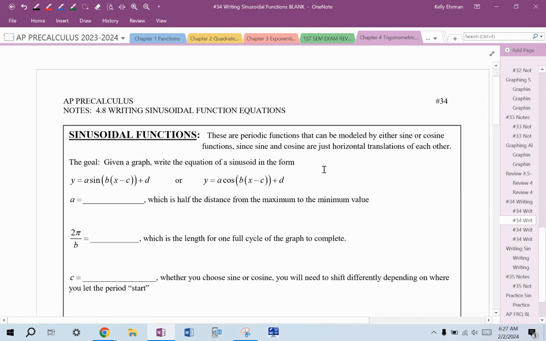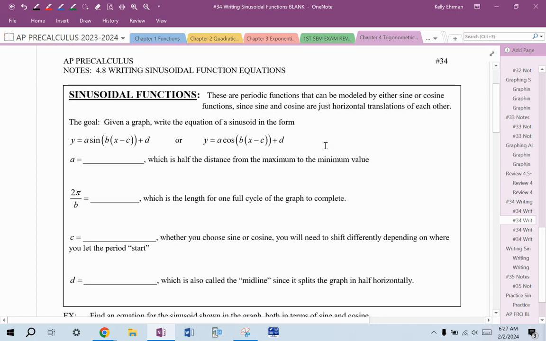So we're jumping over to chapter 4, section 8, and we're talking about writing sinusoidal functions. So let's look at what those are first. A sinusoidal function is a function that can either be modeled by sine or cosine, because if you remember from our graphing unit that we just did, sometimes we shift a sine graph horizontally and it looks just like a cosine graph, or vice versa. So sine and cosine are just horizontal translations of each other.